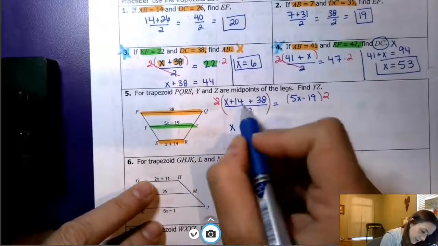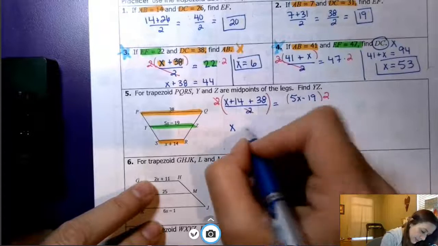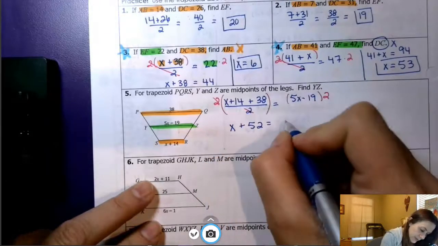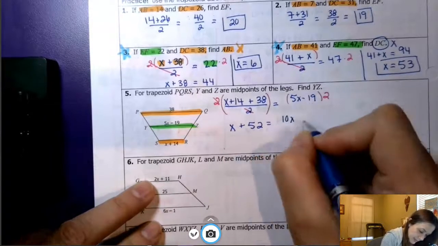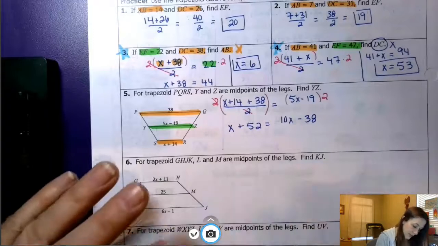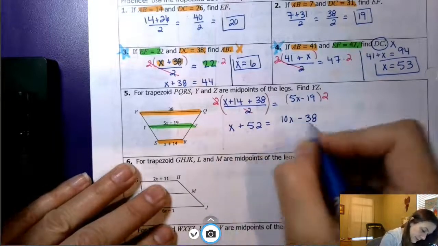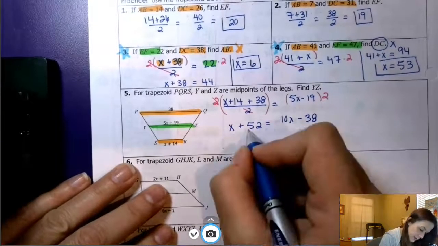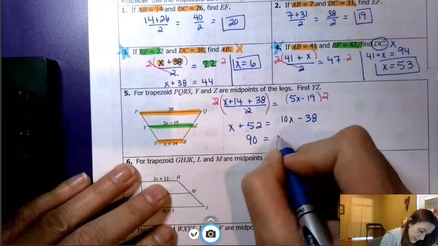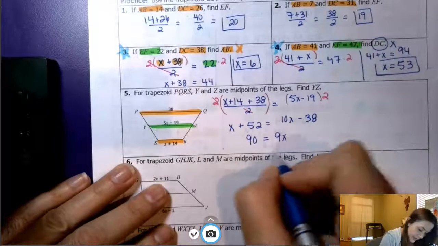X, 14 and 38 is going to give me 52. 2 times 5 is 10x. 2 times 19 is negative 38. Now my x is on the wrong side, that's fine, but I don't like it over there. I'm going to add 38 over here. I get 90. Subtract x, I get 9x. Divide, I get x equals 10.